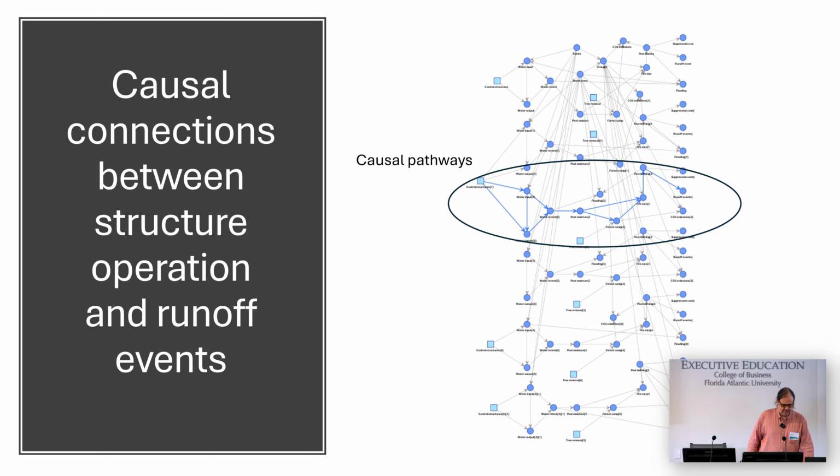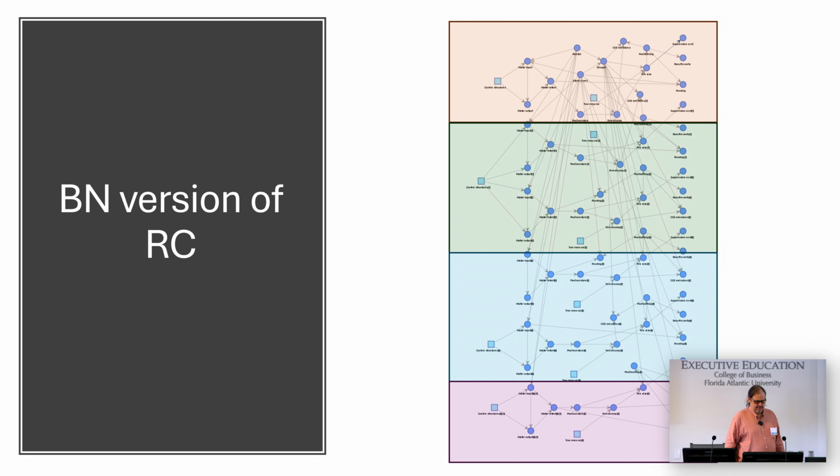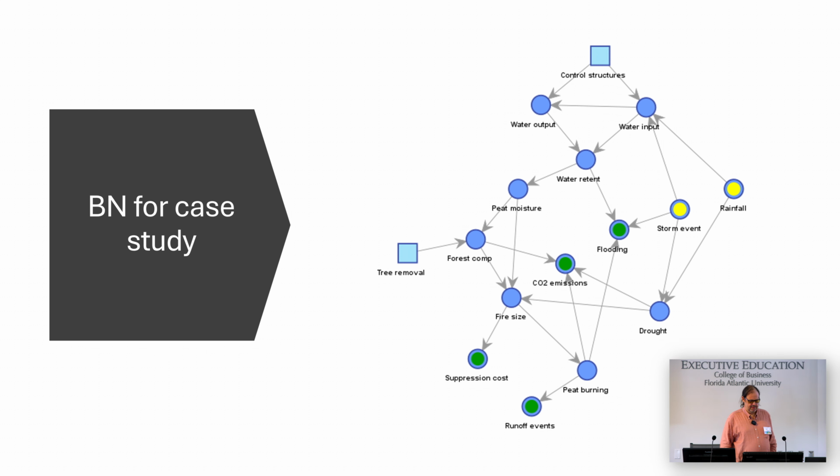And although this looks pretty complex, it really is just repeating down the depth of the model, different submodels for different regions and stuff like that. So let's hone in on one of the submodels here. So we have a control structure intervention with the blue node and the tree removal with the blue node also.